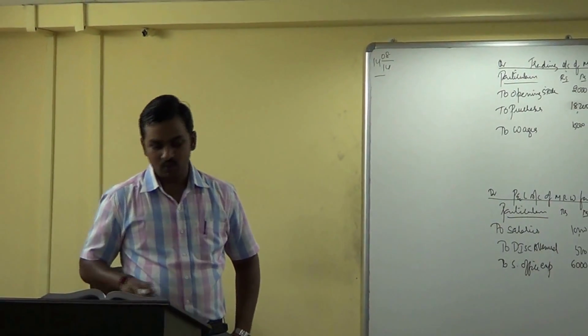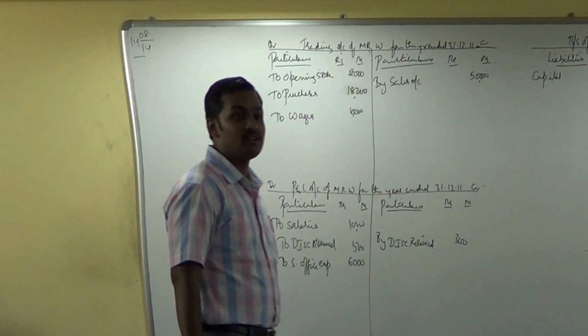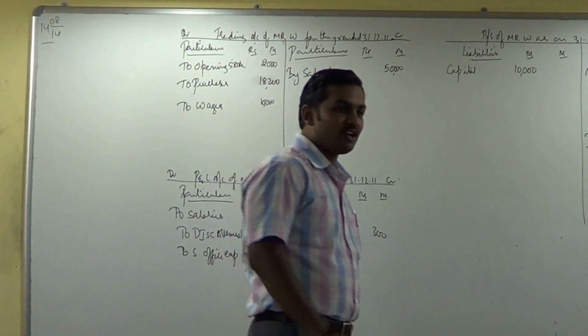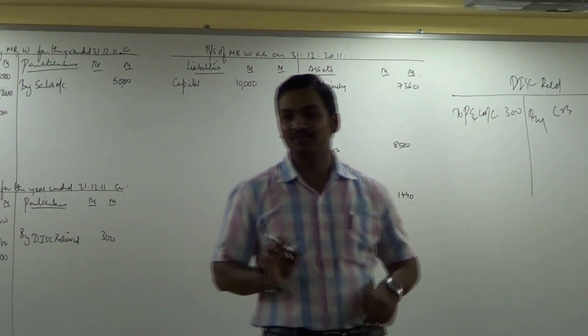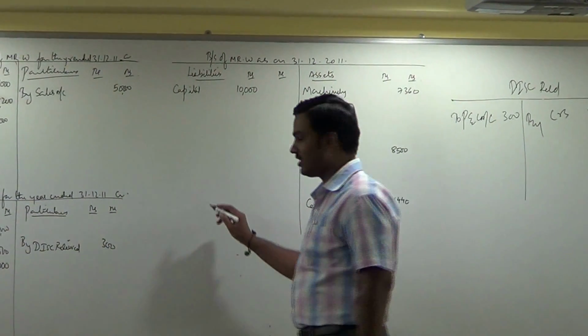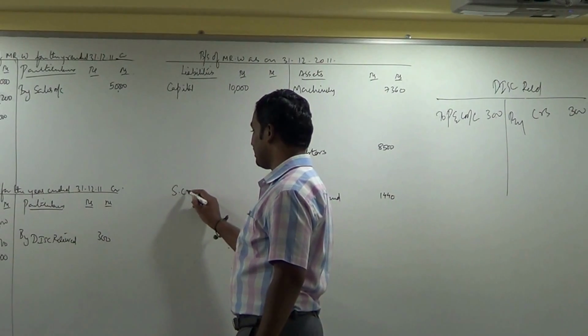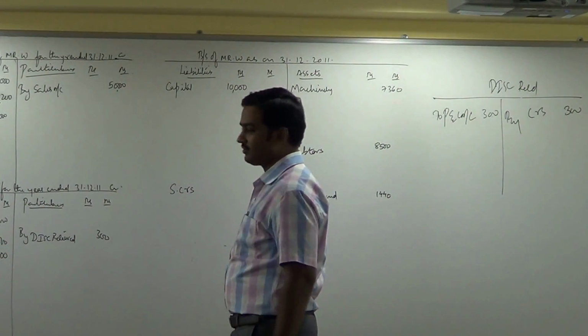Trade payable, sums owing to suppliers. How much? 3,700. Can you close these accounts? No. If you close the account without paying, your creditor will break your leg. So you cannot close the account without paying the amount. Hence you have to show it in the balance sheet, liability side. Sundry creditors, how much? 3,700.